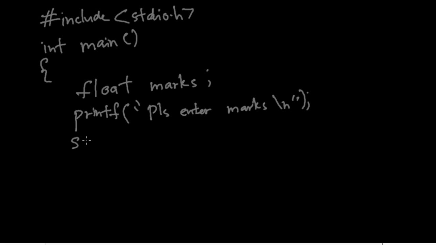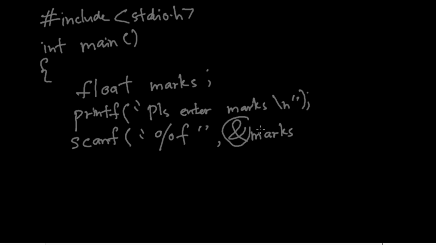Alright, then next the user will have the chance to enter a value in here. What value will it be? It will be a float value, hence %f, close, comma. Now where do I put the value in? I put the value into marks.